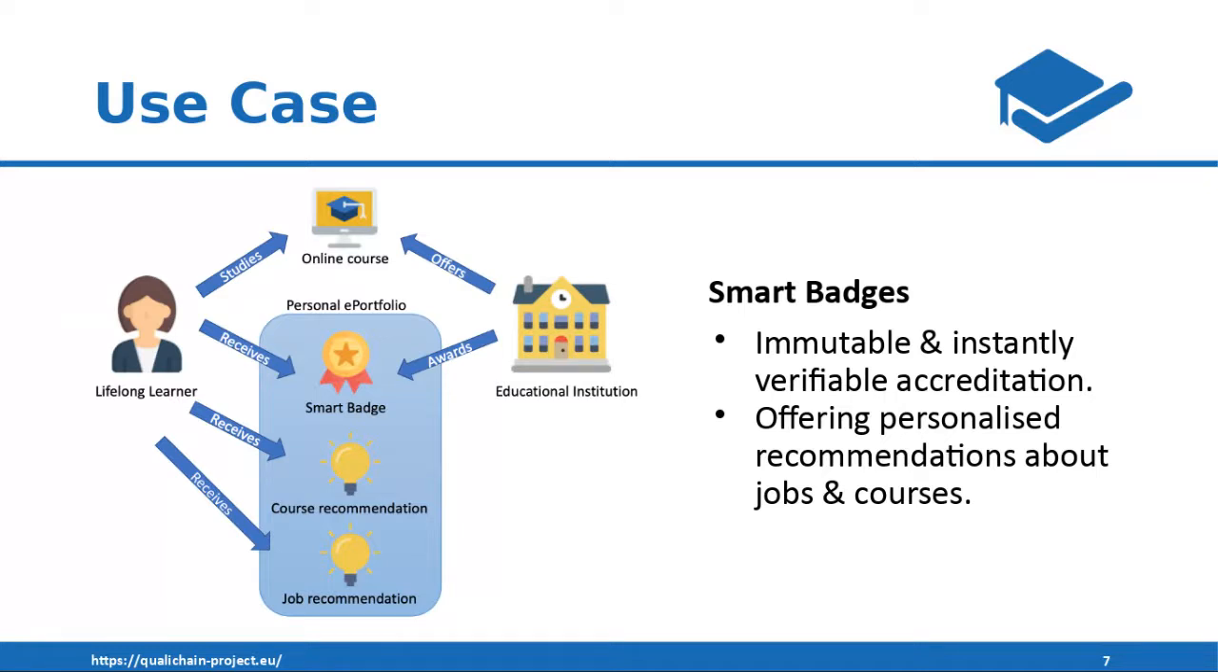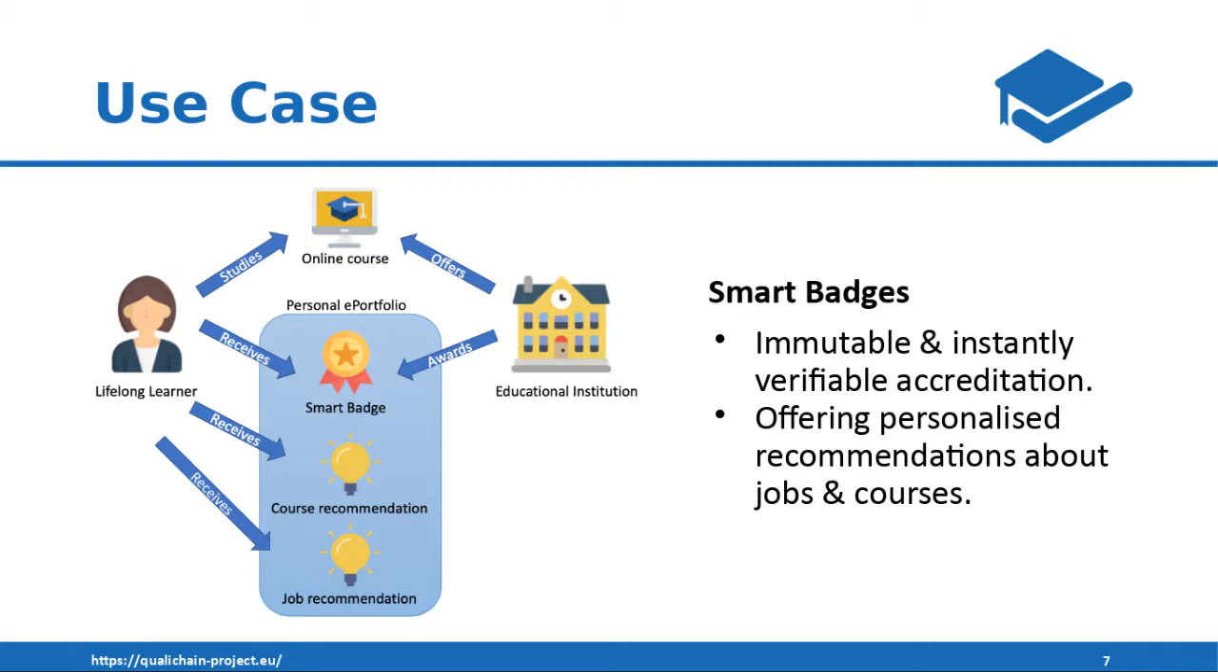Basically, apart from decentralizing control, it also offers an immutable record of its data. So the smart badges that we are storing on the blockchain are immutable and can also be instantly verified. And this can happen even if the institution that awarded the badge no longer exists. For example, it may have merged with another institution, it may have changed its name, it may have transformed into something different, but the smart badge will always be immutable and instantly verifiable.